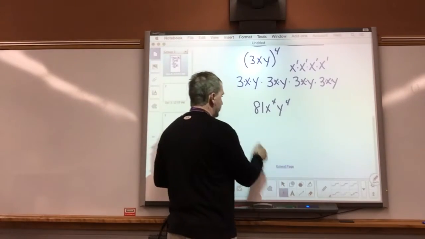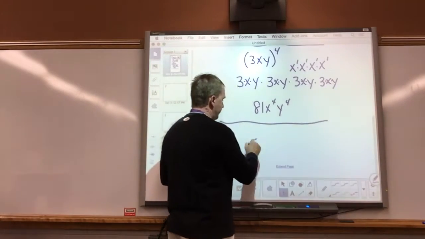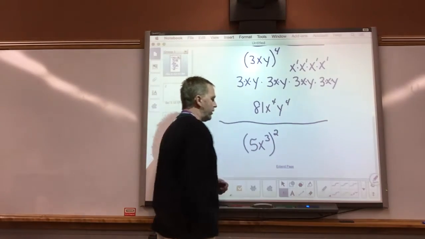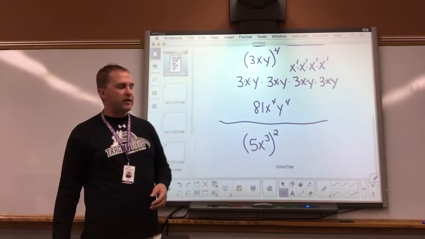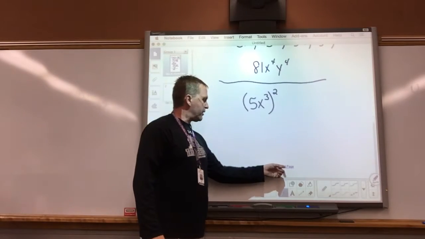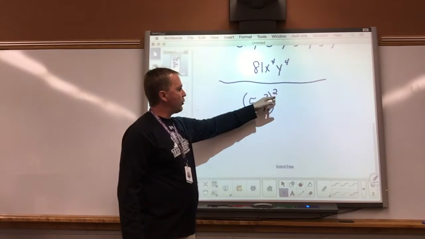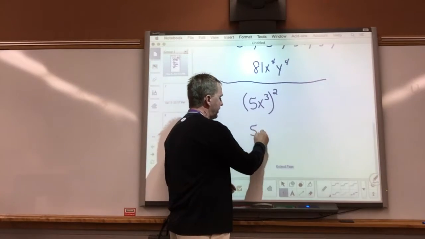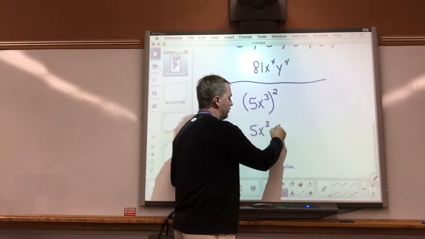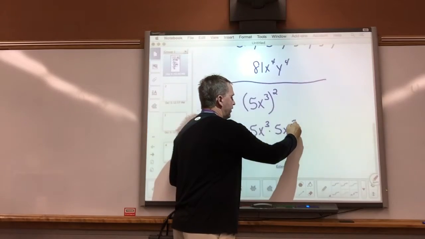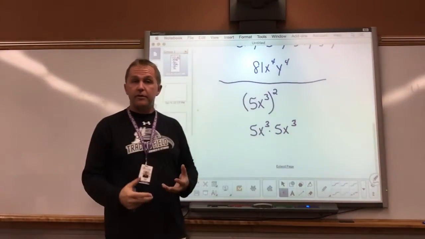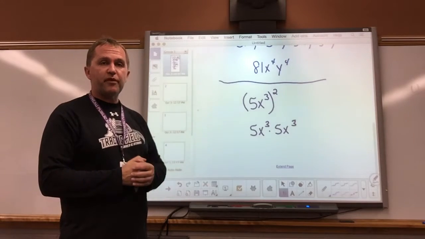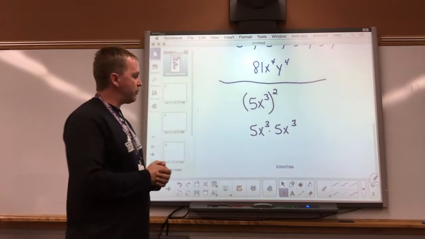The last problem I want to look at is 5x to the 3rd in parentheses, squared. And if I had something like this, reminding myself again, what does it mean to square something? Well, I'm squaring the entire set of parentheses. So I hope you take 5x to the 3rd and multiply it by 5x to the 3rd. And that's simple. That certainly might be the answer you're looking for. If the teacher wants you to simplify it, it might require a little bit more algebra to be applied here.